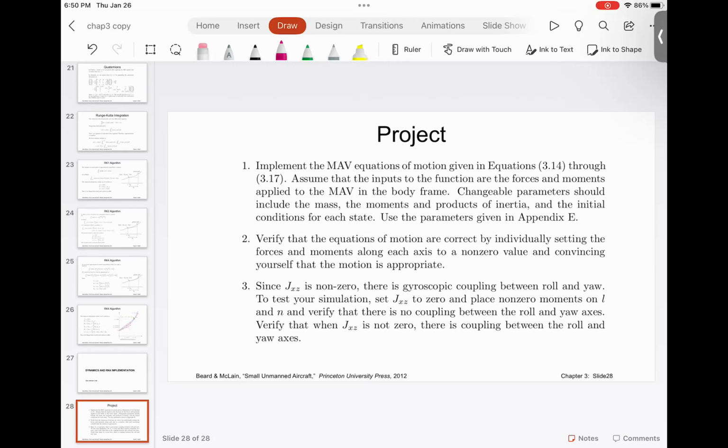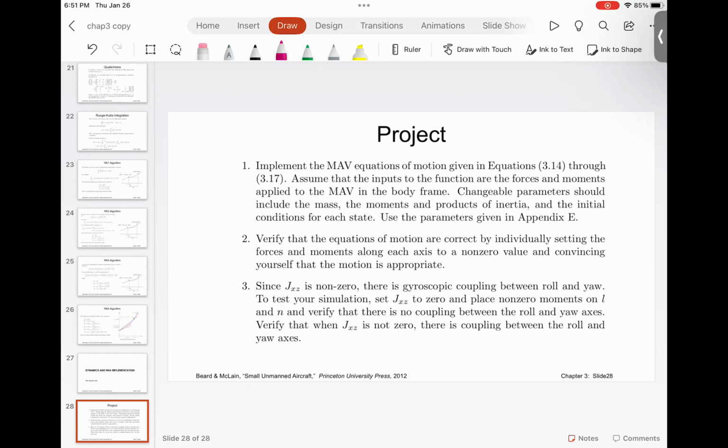Verify that the equations of motion are correct individually by setting the forces and moments along each axis to a non-zero value and confirming the motion is appropriate. For example, if there are no forces and no moments, the aircraft should stay stationary, like a static equilibrium. If you just apply Fx, then the aircraft should go forward. If you just apply the roll moment, it should just keep on turning. So you have to make sure the aircraft simulation behaves the way our intuition says.